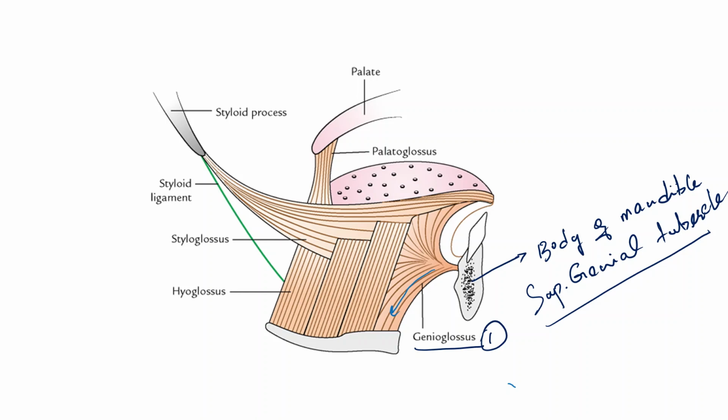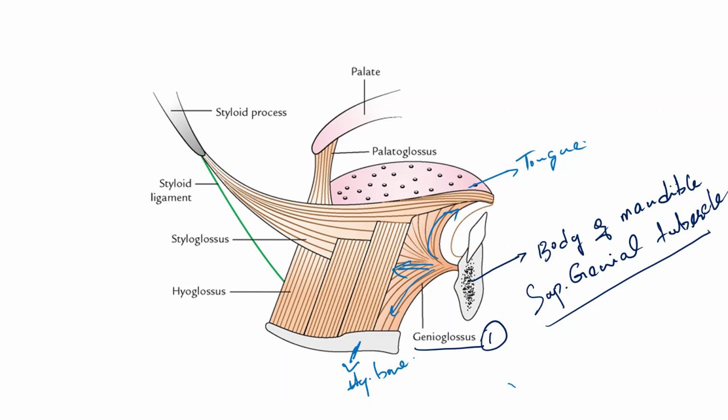So this is the hyoid bone. The lowermost fibers reach the body of the hyoid bone. The uppermost fibers reach the tongue, whereas the middle fibers are directed backwards. The intermediate fibers pass deep to the hyoglossus and are continuous with the middle constrictor of the pharynx. So this is about the insertion of the genioglossus.